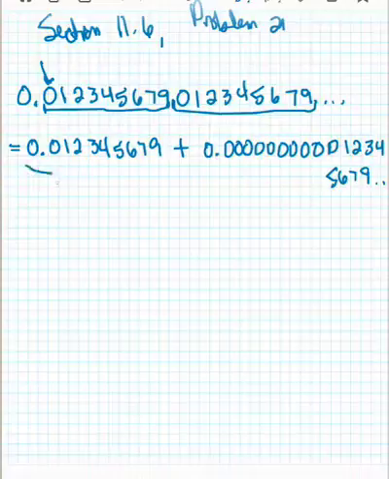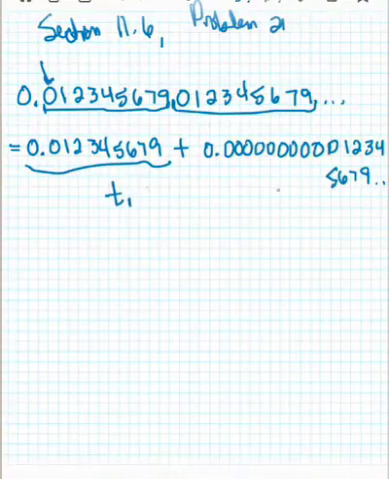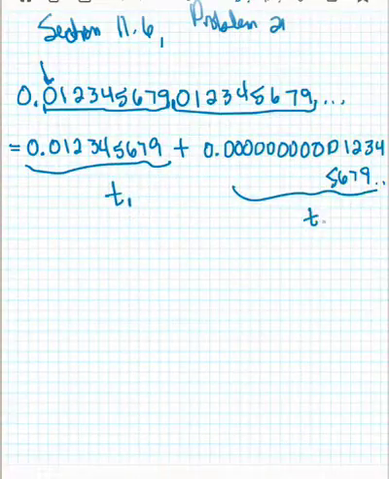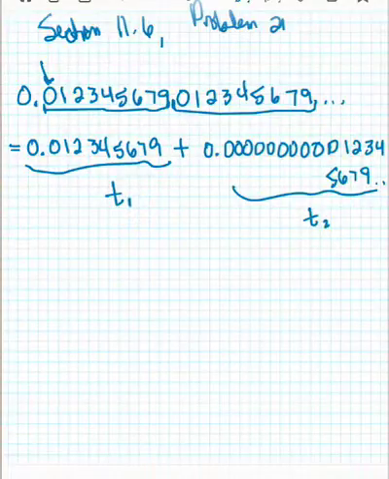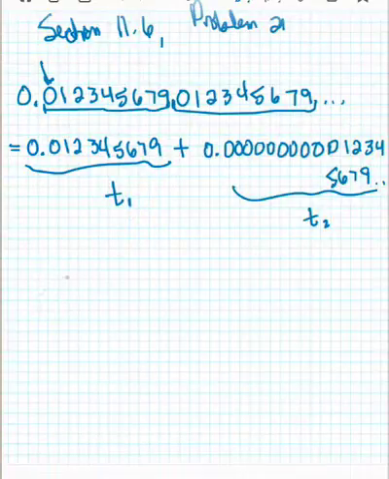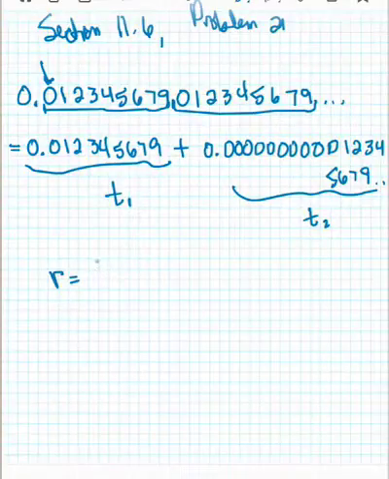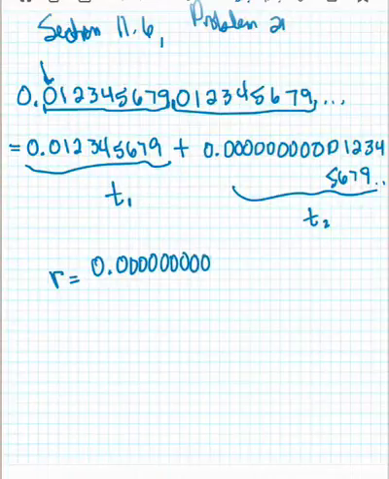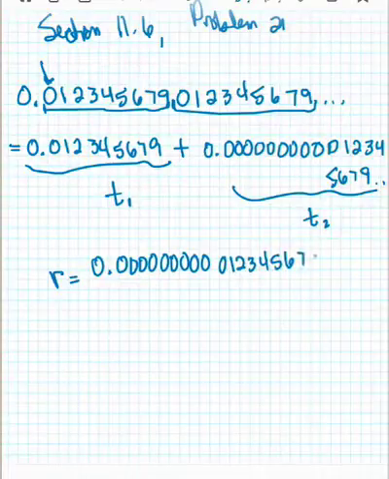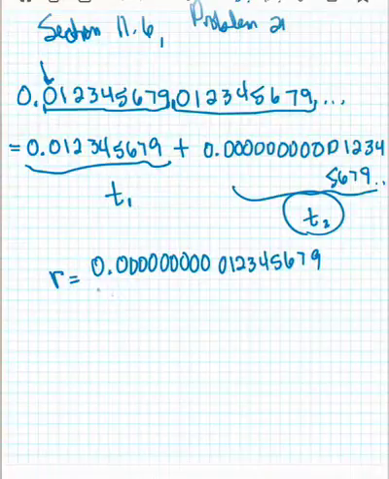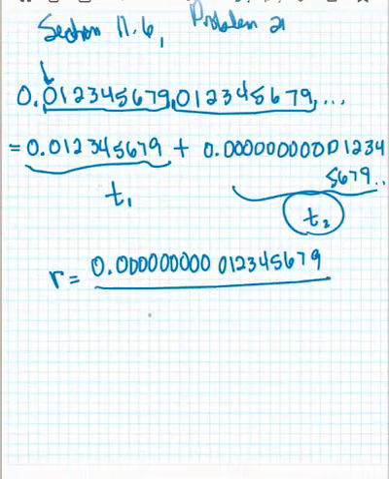Here's the first term, T sub 1, and here's the second term, T sub 2. Obviously the 5, 6, 7, 9 has to be after the 4 there, but you get it. It's easy to see what the first term is. To find the common ratio, I'm going to take that whole second term and divide it by the first term.